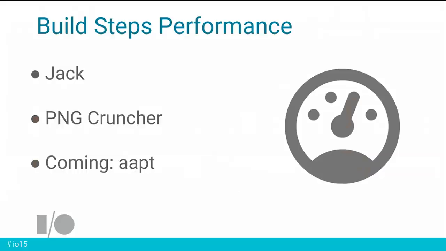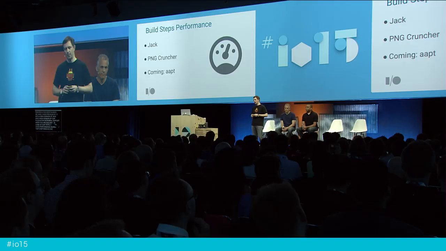The first one is we have this new compiler called Jack. And Jack is a compiler that replaces DX and goes directly from Java source code to DEX file. We've already had a first preview a few months back. And so we'll have a new preview in 1.3 with both a new version of Jack and a new version of our plugin that offer incremental support when you're building. And in some of our tests, we've seen some good performance increase in that step, which is probably one of the steps that takes the longest time.